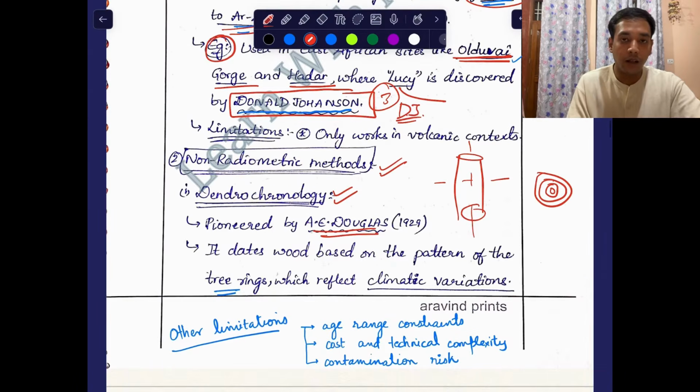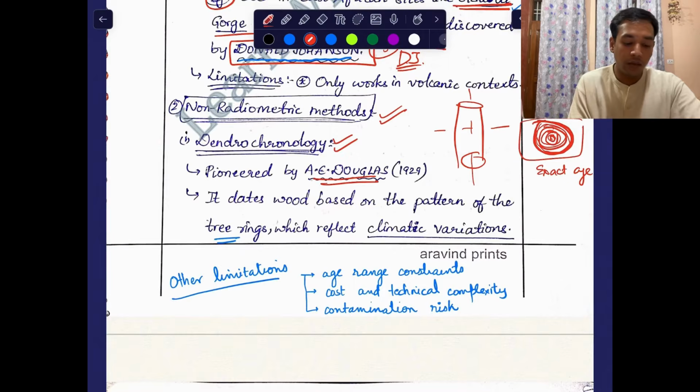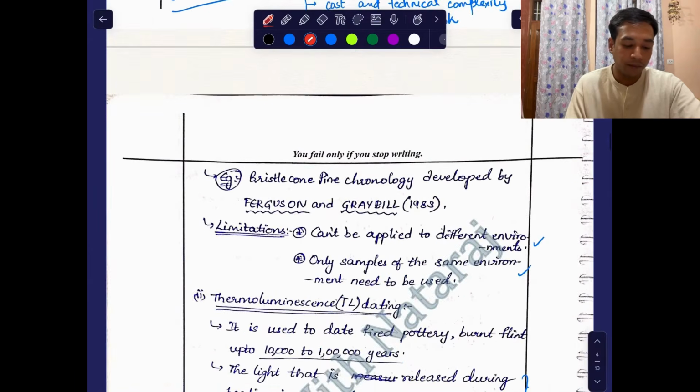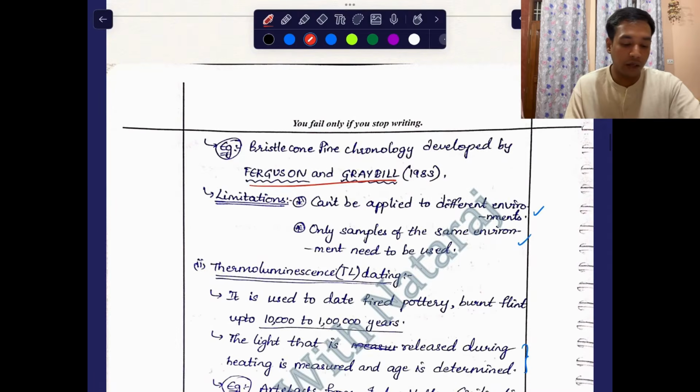Let's say one year it's raining more, so the tree ring will be thicker. Then the other year it's raining less, so the tree ring will be thinner. So there will be many tree rings like this. By understanding the number of tree rings and their thickness, we can find out the exact age of this wood log. So it dates wood based on the pattern of tree rings and reflects climatic variation. Also, bristlecone pine chronology was developed by Ferguson. There are a few other scholars which you can remember.